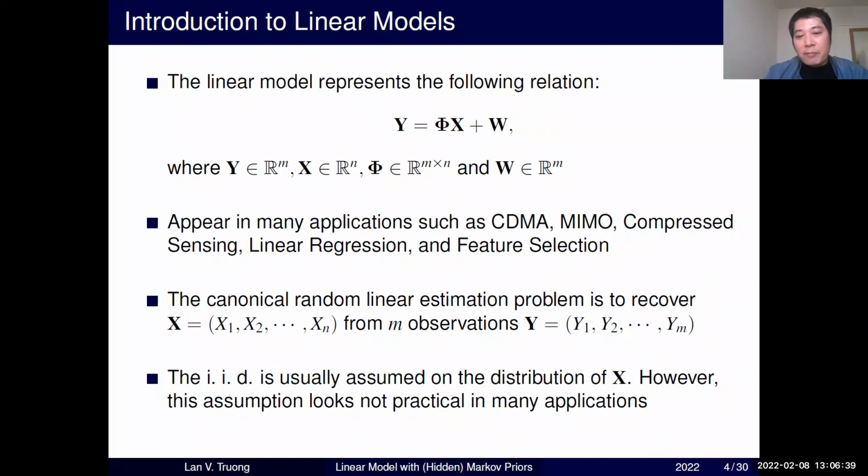Or in machine learning, for example, in text, one symbol usually depends on the previous symbol. In natural language processing, text to speech or speech to text, it also belongs to the case where the vector x is non-IID. So because of this, in this work we consider the vector x not to be IID.